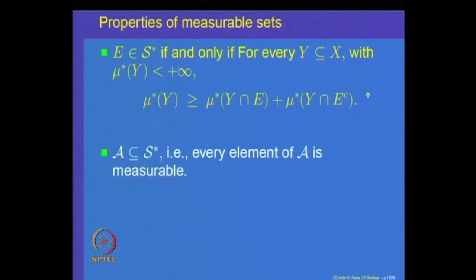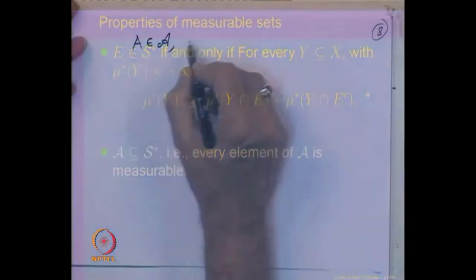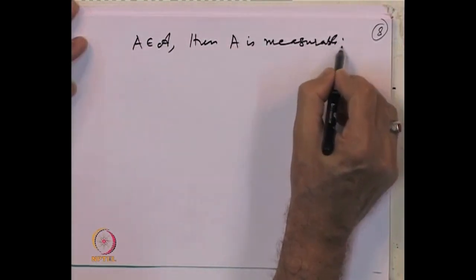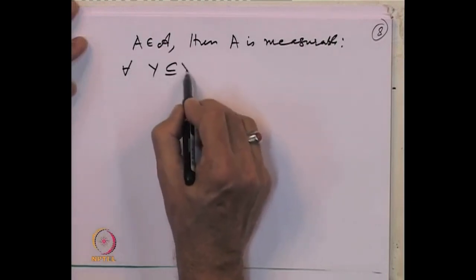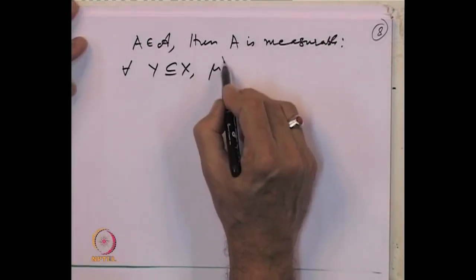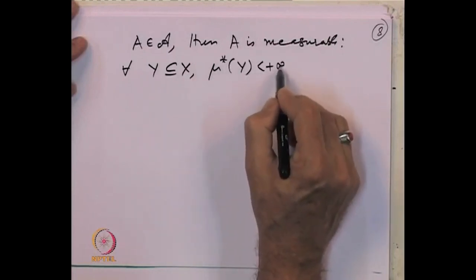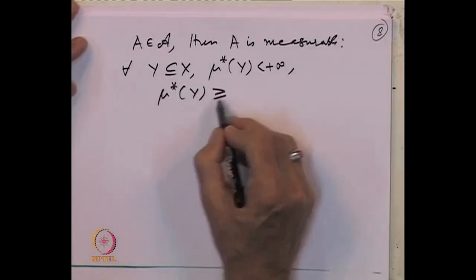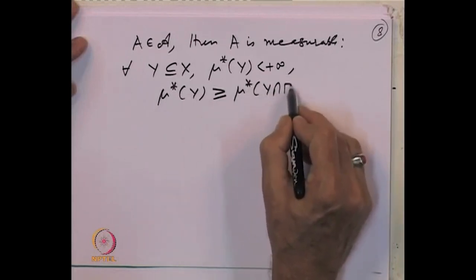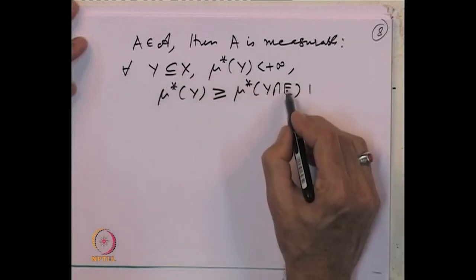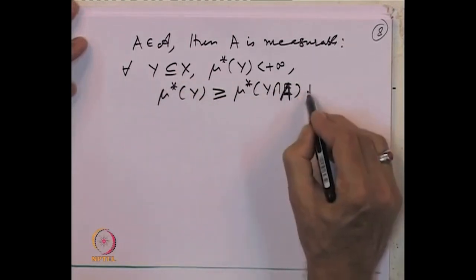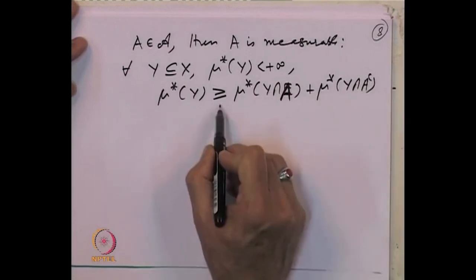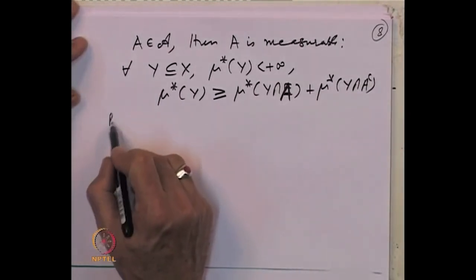So, let us show that if A belongs to the algebra, then A is measurable. That is, for every Y a subset of X with mu star of Y finite, we should have mu star of Y is bigger than or equal to mu star of Y intersection A plus mu star of Y intersection A complement. So, this is what we have to show. Let us look at the proof of this.